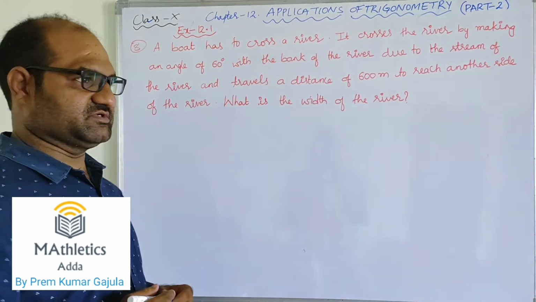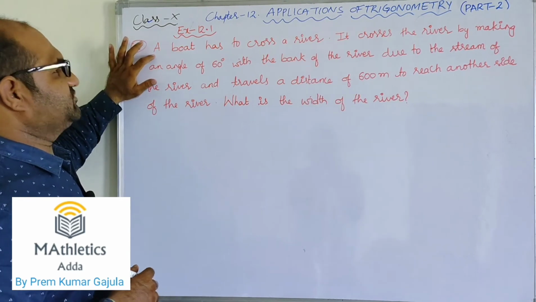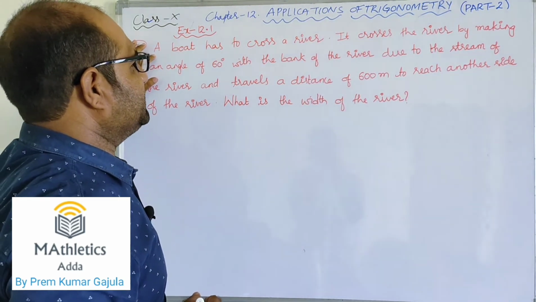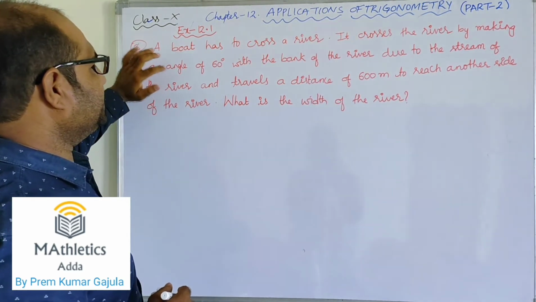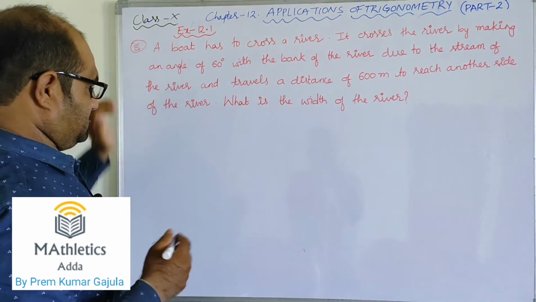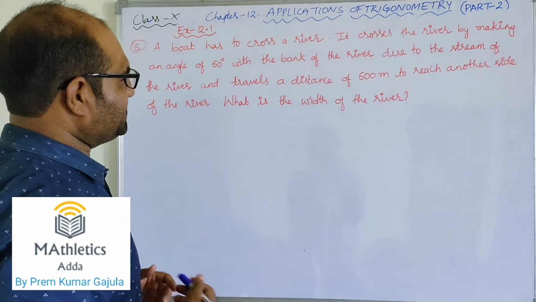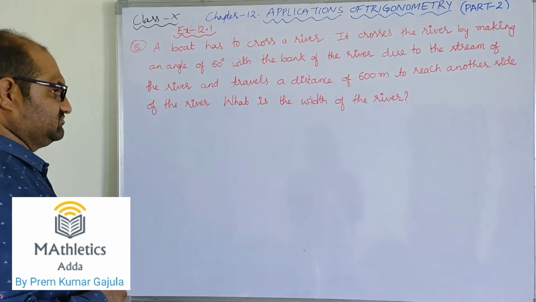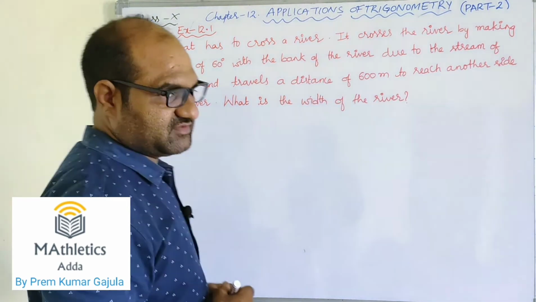Now let us look at the next question. A boat has to cross a river. Due to the stream of the river, it crosses the river by making an angle of 60 degrees with the bank of the river, and travels a distance of 600 meters to reach the other side of the river. What is the width of the river?